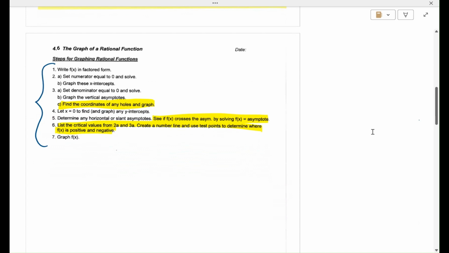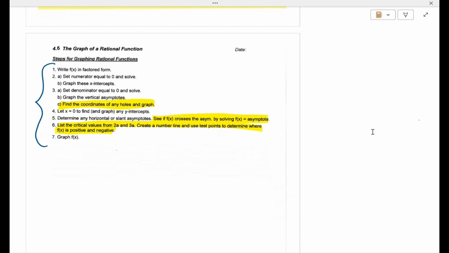Okay. So the first page of the packet, you can see all the steps written out for graphing rational functions, and there's just a lot. There's a lot to look at. There's a lot of details. We did look at a lot of the nuts and bolts from last time I saw you guys, but we're going to look at a few new things today as well.